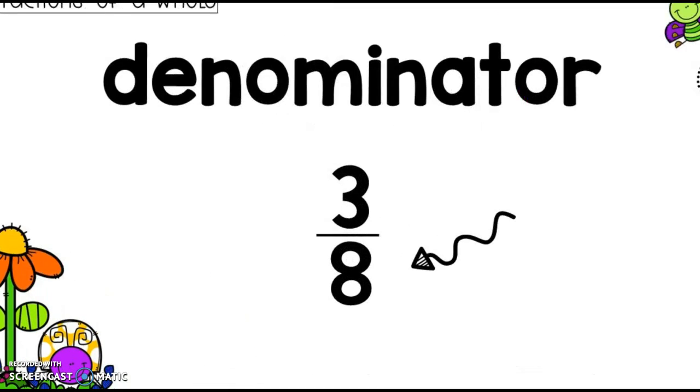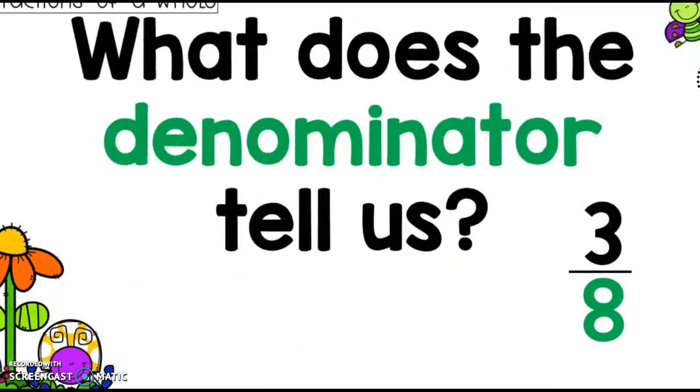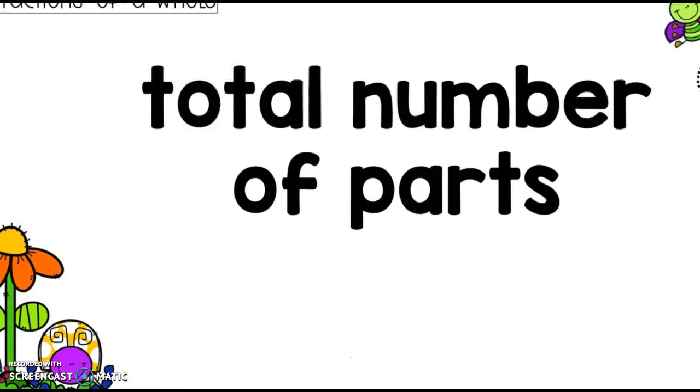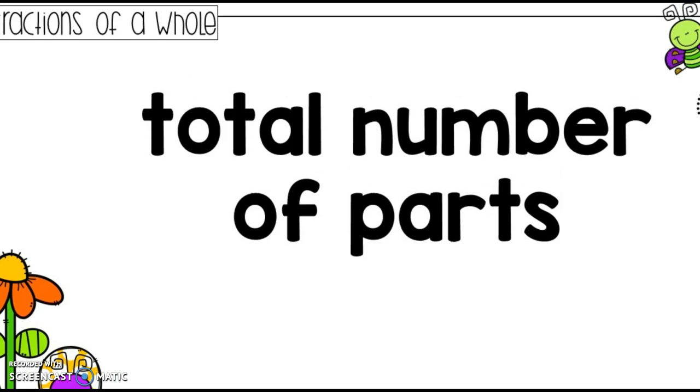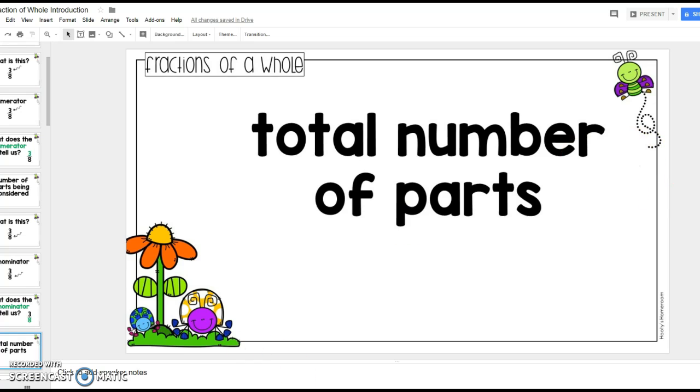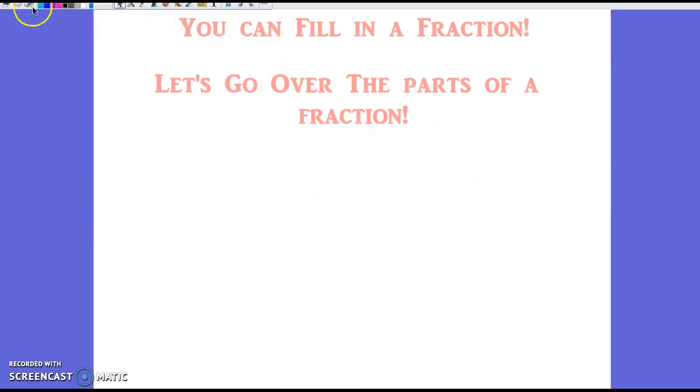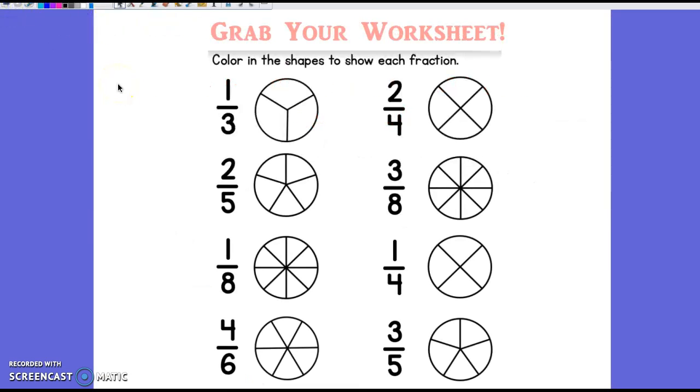Now, who remembers what the bottom number is called? It is called the denominator. What does the denominator tell us? The total number of parts in the shape or in the set. So let's go back to our flip chart. And let's grab your worksheet. Now let's color in the fraction for each shape on your worksheet.